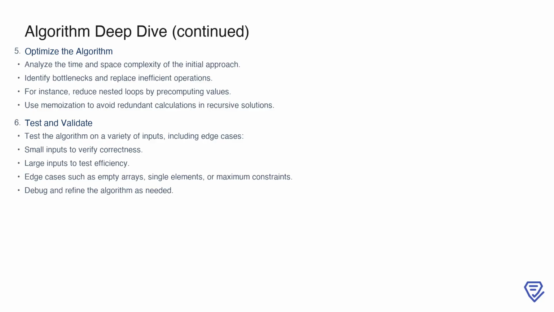After optimizing the algorithm, it's essential to test and validate it. This means running the solution on a variety of inputs to ensure it works as expected. Test cases should include small inputs to verify correctness, large inputs to assess efficiency, and edge cases like empty arrays, single-element inputs, or maximum constraints. If any issues arise during testing, debugging and refining the algorithm will help ensure it is both robust and accurate.